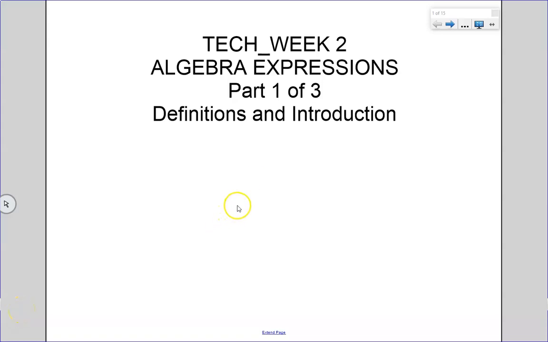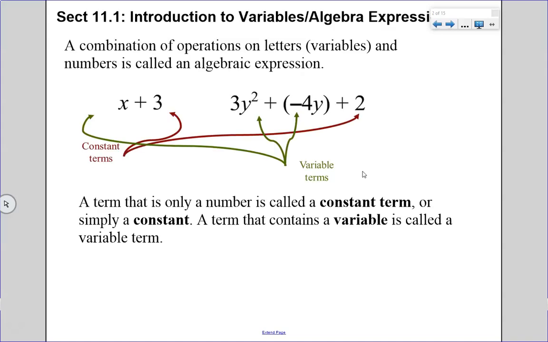Okay, today's video is Technology Week 2 on algebra expressions, and today we're going to cover definitions and an introduction to algebra expressions. First, starting out, the definition of algebra expressions. Algebra expressions are a collection of numbers and variables connected by addition and subtraction symbols.